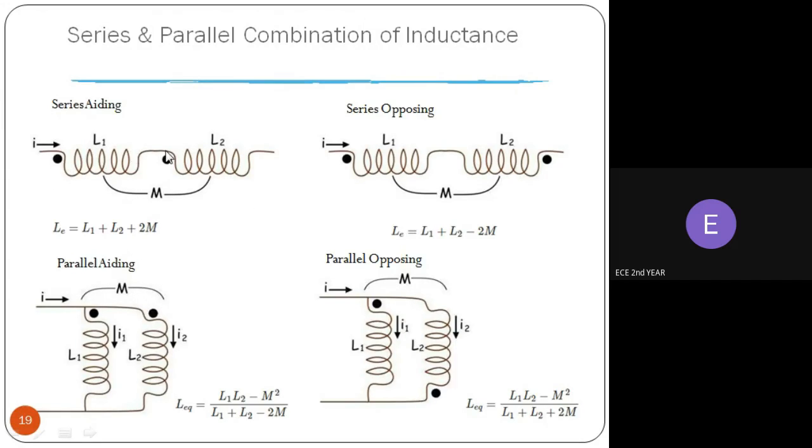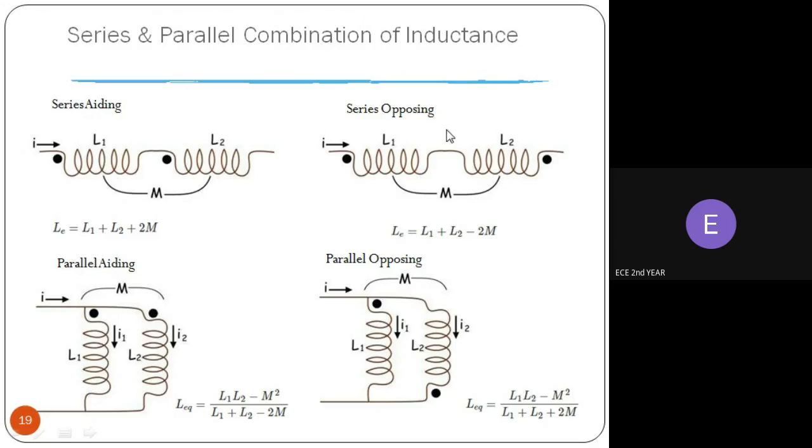Here the dots are in the same place, which means current flows towards the dot in the same direction, which is called aiding. So L1 and L2 are connected in a series combination, which is called series aiding. The total inductance value can be calculated with the formula L1 plus L2 plus 2M. M is the mutual inductance between L1 and L2.